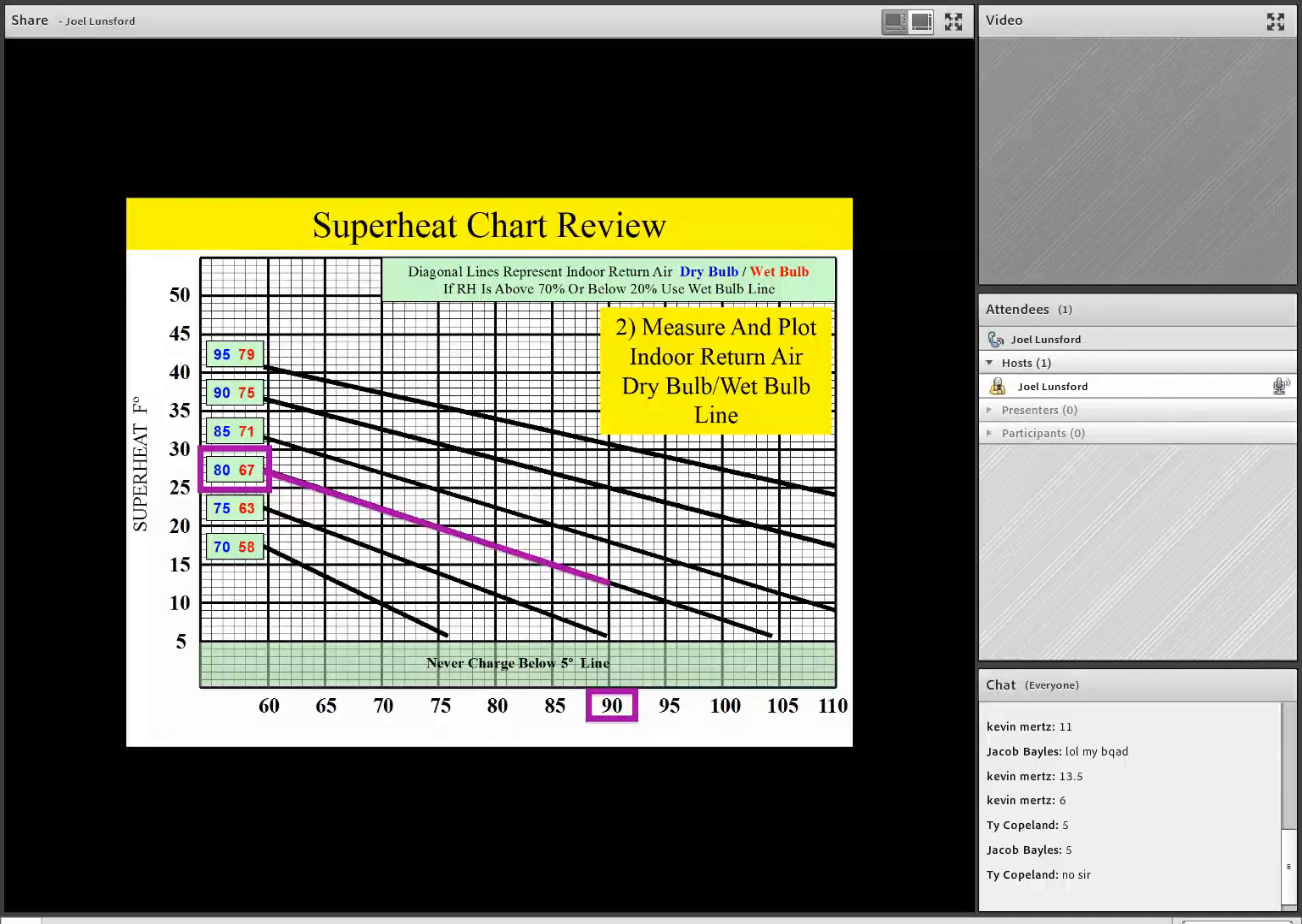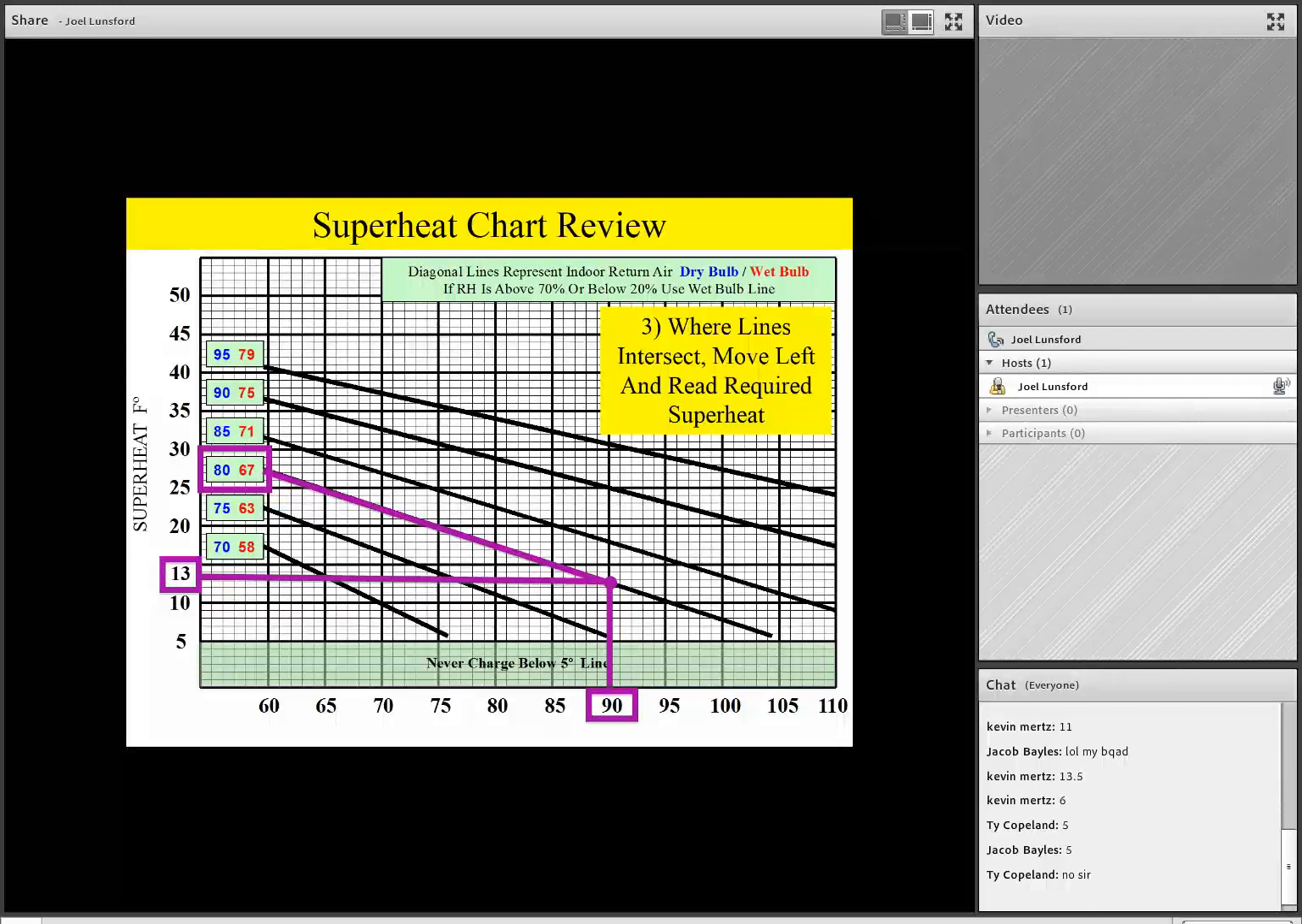We then follow the diagonal line down until it intersects the outdoor temperature of 90 degrees. And where those two lines intersect in our example, we move straight to the left, and we see that our required superheat in this example is 13 degrees of superheat. So remember, team, as we look at these temperatures, we have to have a digital or sling psychrometer to find wet bulb, dry bulb, and relative humidity. In addition, we need to be able to accurately measure outdoor air temperature.